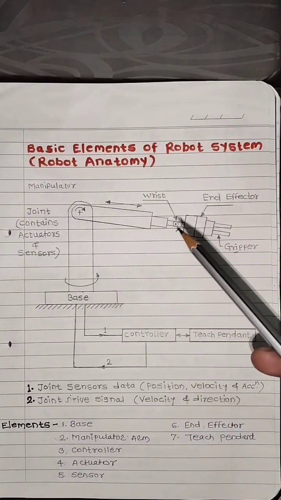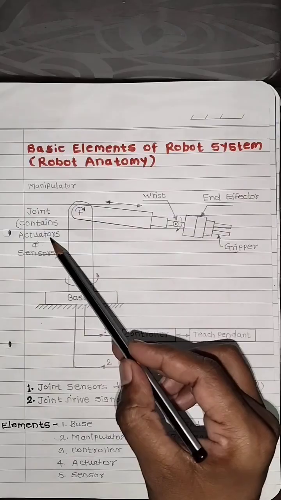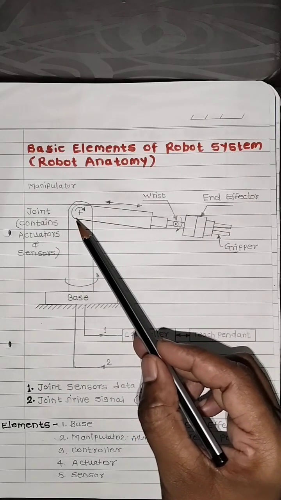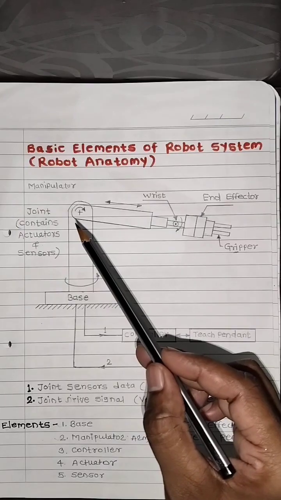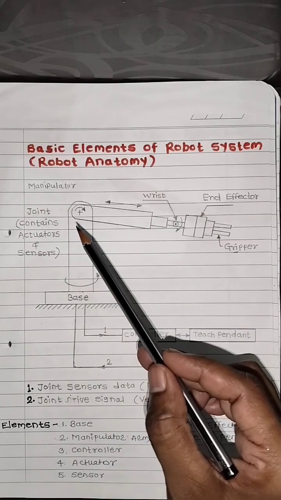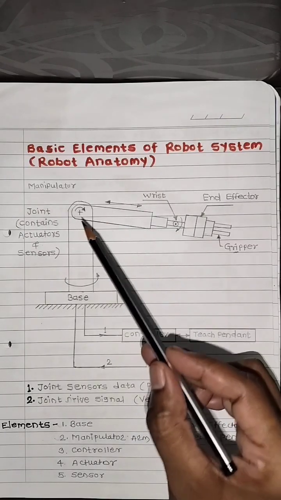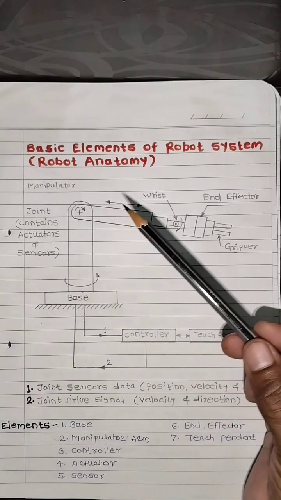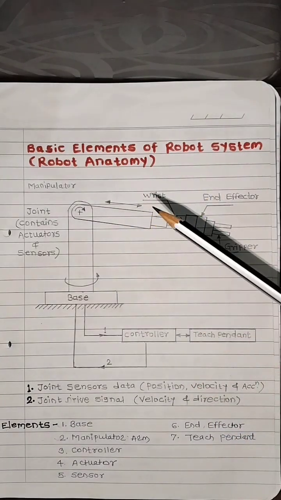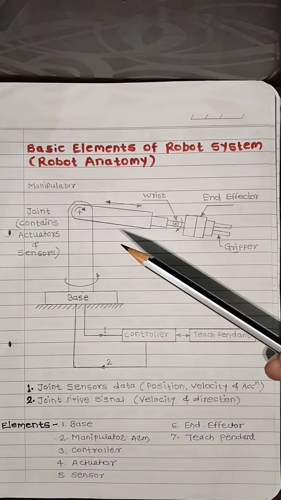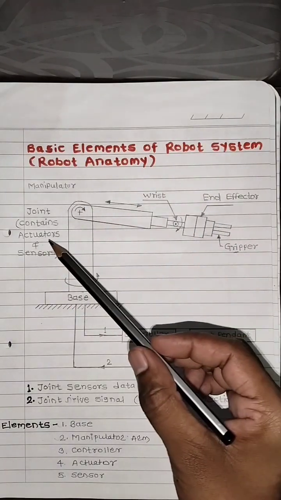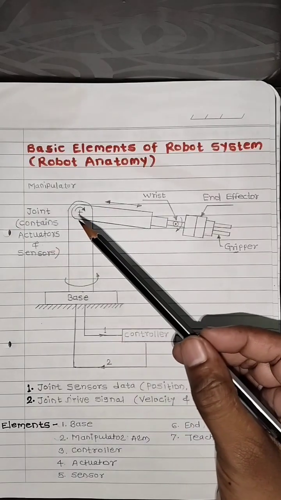The next one is actuator. The actuators and sensors are mounted at the joint position. The main function of the actuator is to convert stored energy into movement, and actuators are also called muscles. Like in the human body, everyone knows the importance of muscles; they convert the stored energy into movement. The stored energy is converted into movement by using actuators in the robotic system.